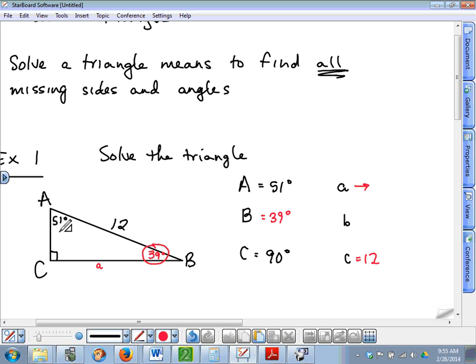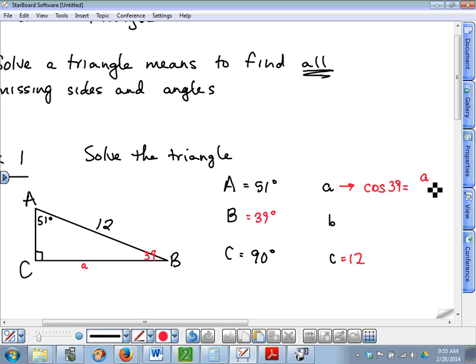You could use the other angle if you wanted. If we wanted to reference 51 degrees instead of 39, then what would side A be? That would be opposite over hypotenuse. So there you could use sine. Either one would have worked, but let's choose 39 for right now. Side A then would be: cosine of 39 equals side A over 12. Cosine of 39 equals A over 12.